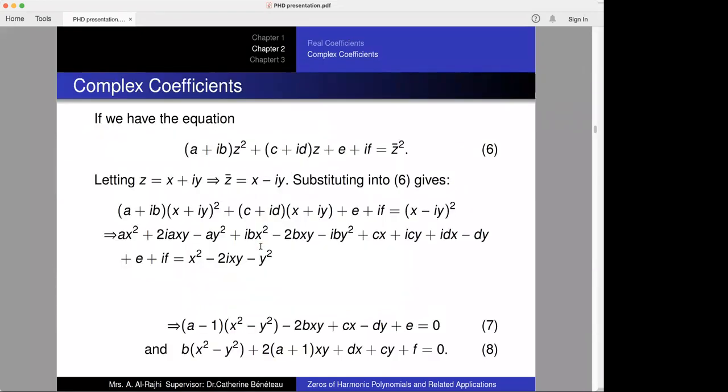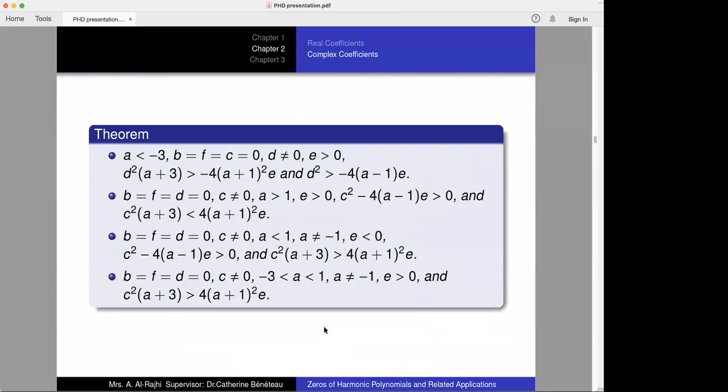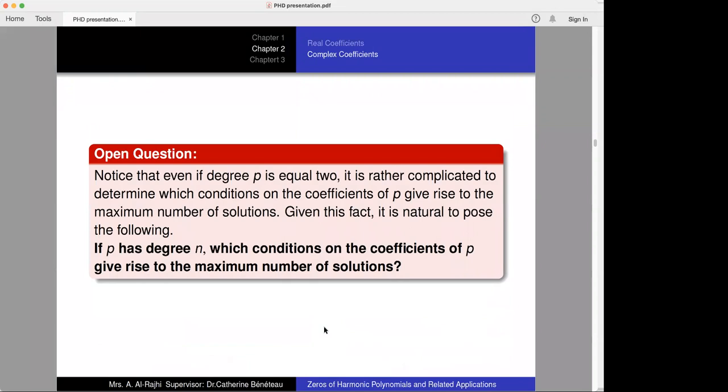So now, if we consider a complex coefficient, by the same technique, rewriting those as a system of real equations and studying the coefficients, we will have the following conditions. Still, even if the degree of p is 2, finding the condition wasn't easy. So we are still left with an open question: what if p has degree n? What condition can we put on our coefficients for this polynomial to get the maximum number of solutions?